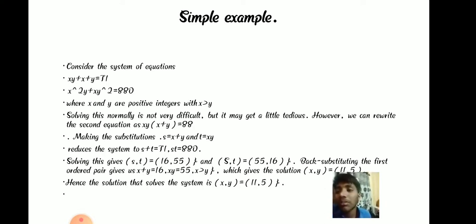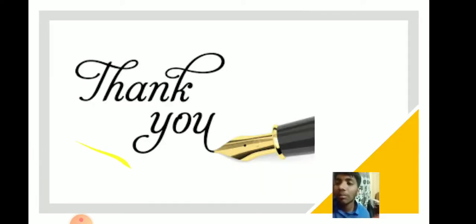Back substituting the first ordered pair gives x plus y equal to 16, xy equal to 55, which gives the solution x comma y equal to 11 comma 5. Hence the solution of the system is 11 comma 5. So this is nothing but reducing the given equation and simplifying it in our own manner.